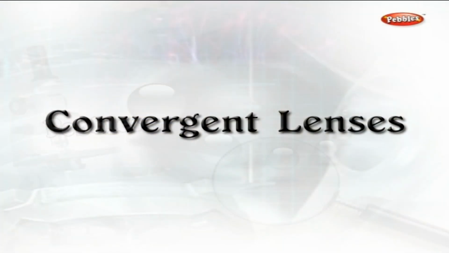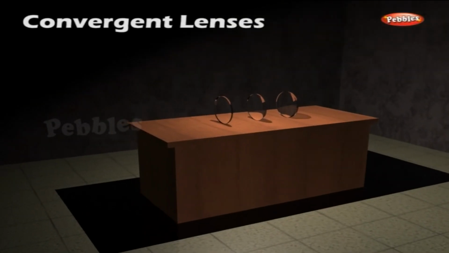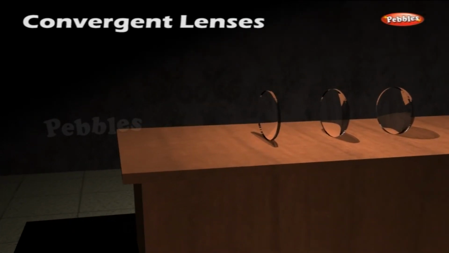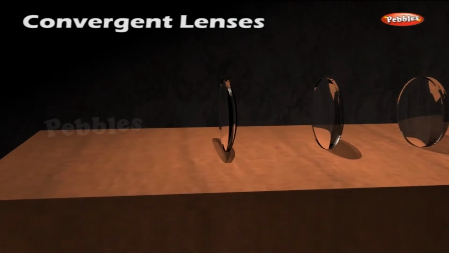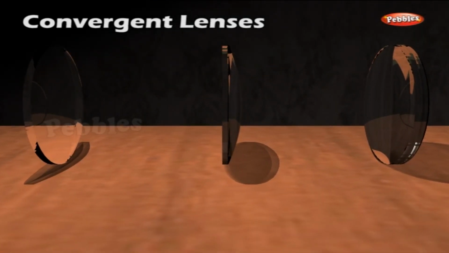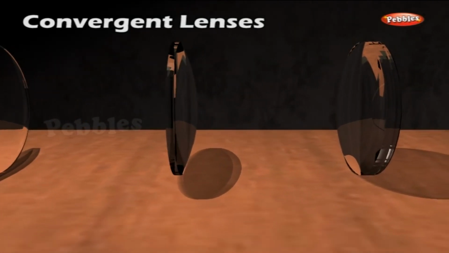Convergent or convex lenses are thicker in the middle than at the edges. These lenses bend the rays towards the center of the lens. They are further divided into three categories.